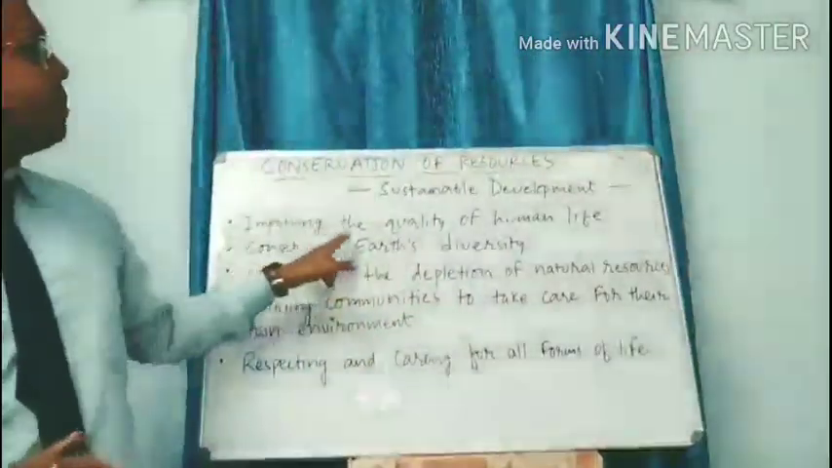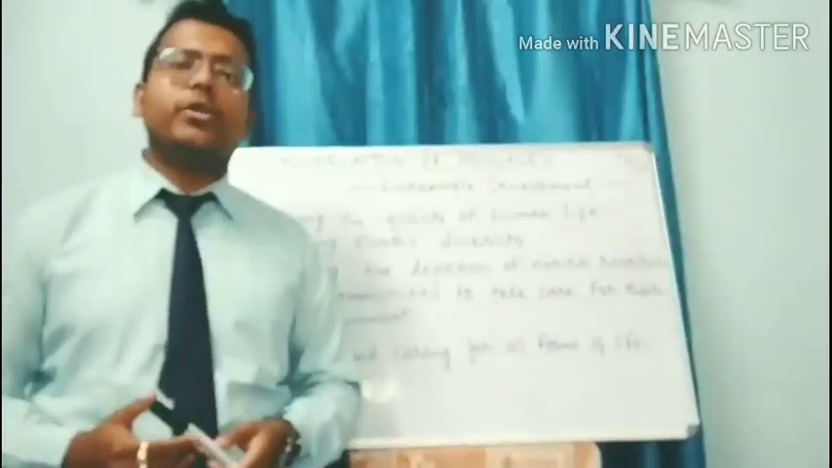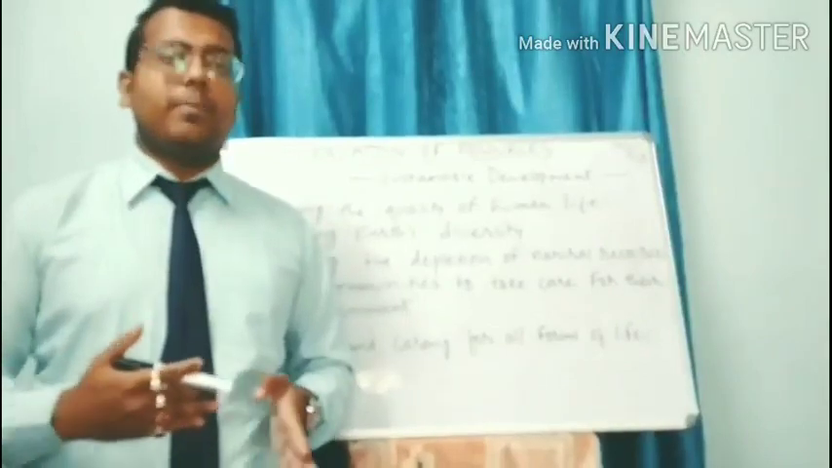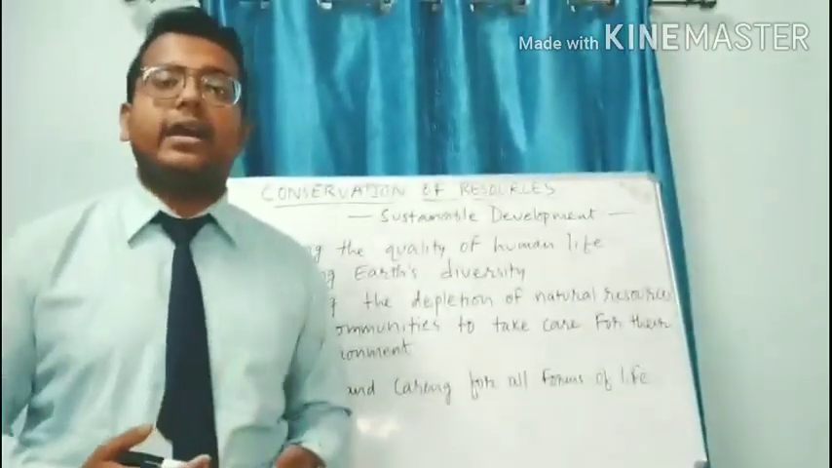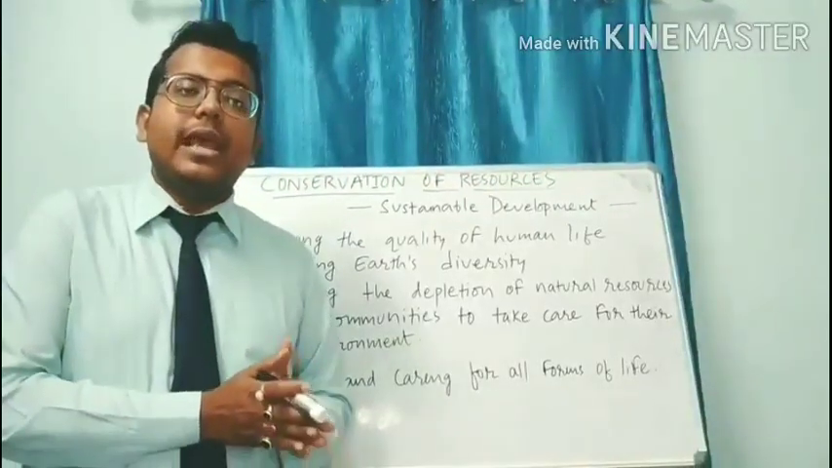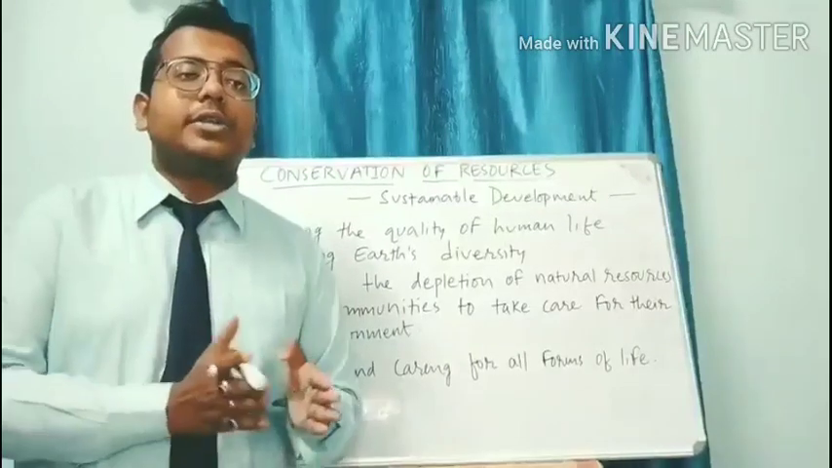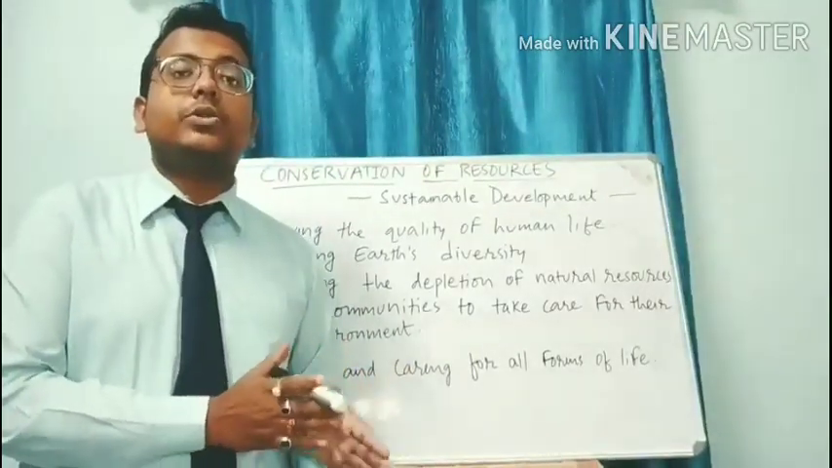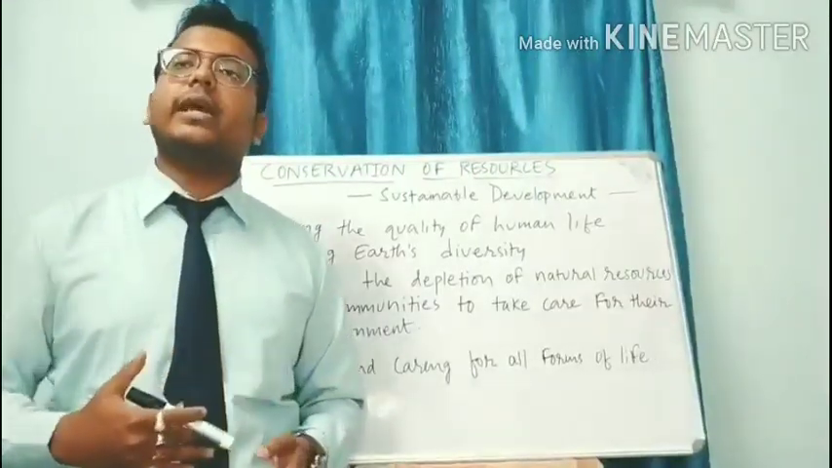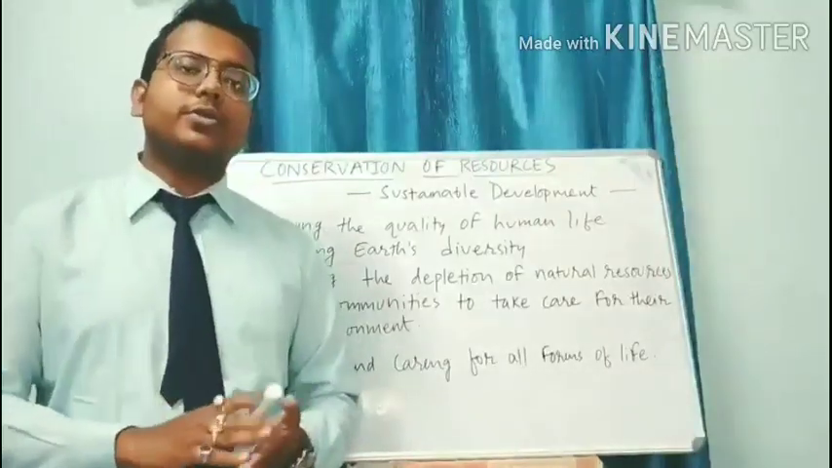First is improving the quality of human life. How are we improving the quality of human life? By developing certain areas, using natural resources judiciously, and checking that the non-renewable resources are used judiciously, so that we can use them for our need as well as help our future generation so that they can also use them.